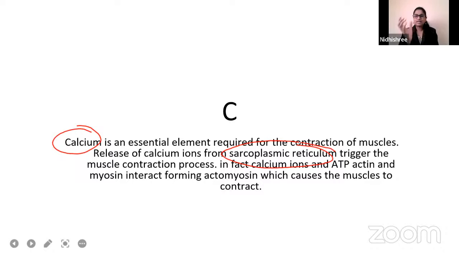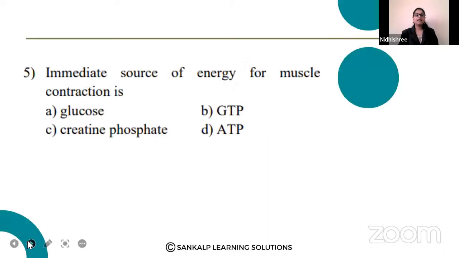Then after that, when calcium ions are released, calcium ions alone will not make the muscle contract. It interacts with ATP, actin, and myosin, all together forming actomyosin. So this actomyosin results in the contraction of muscles. So this is regarding this concept, guys. Okay, the fifth question goes like this.